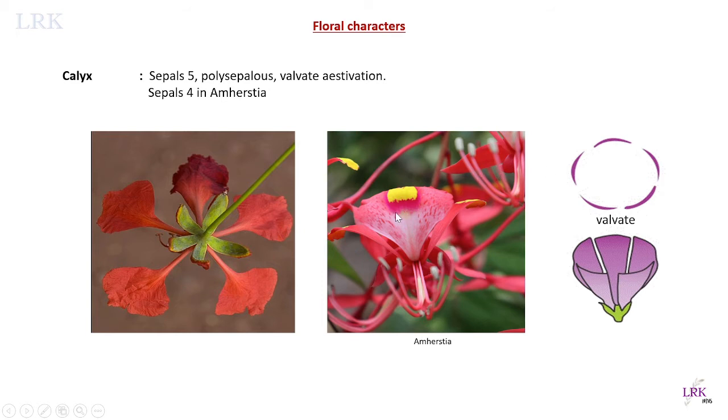And in Humboldtia, we have only four sepals. This is Amherstia. It has only four sepals: one, two, three, four. At the base you can see, it's not clearly visible in this picture, but it has only four sepals. So this is regarding calyx.